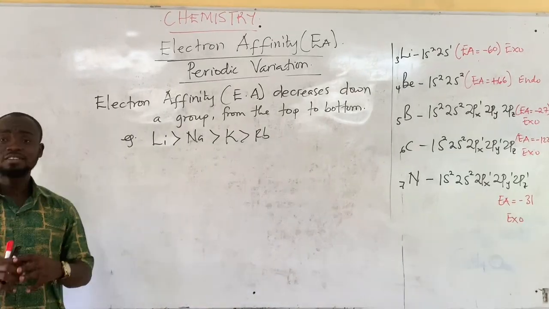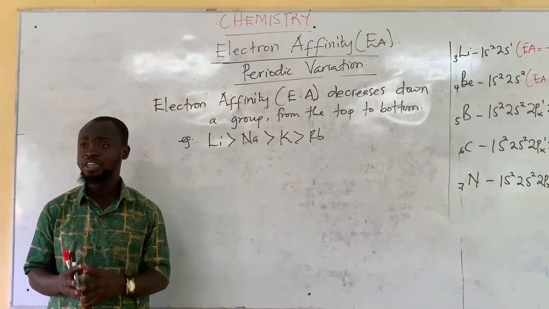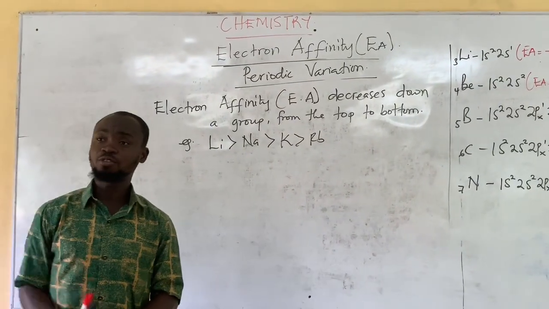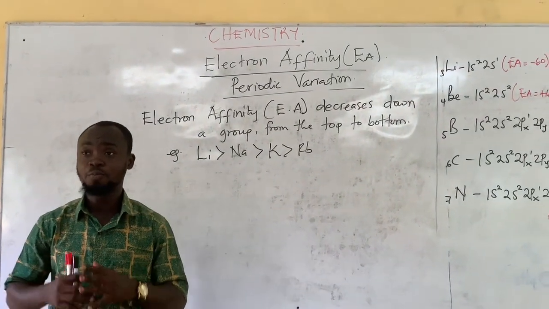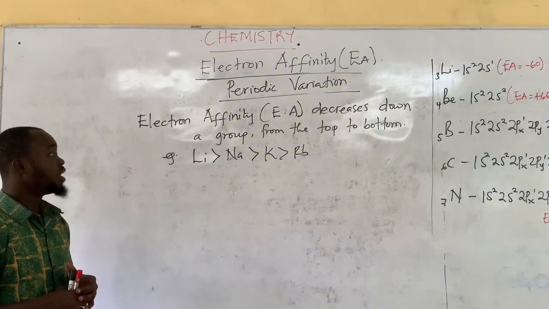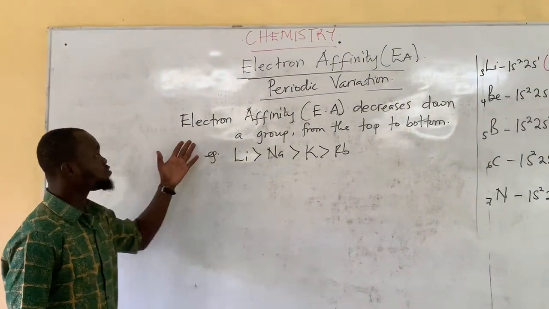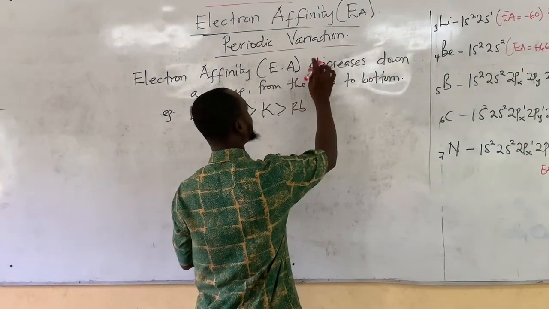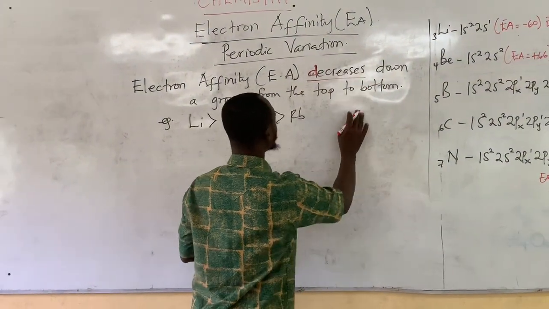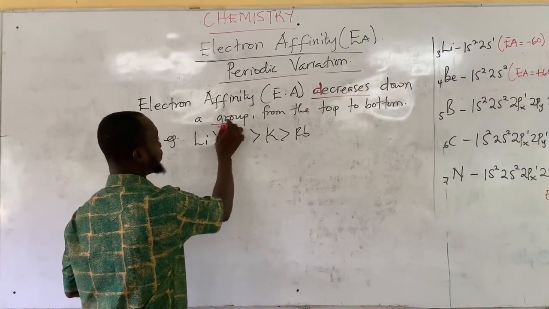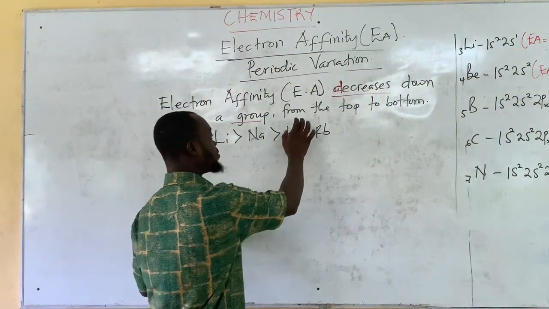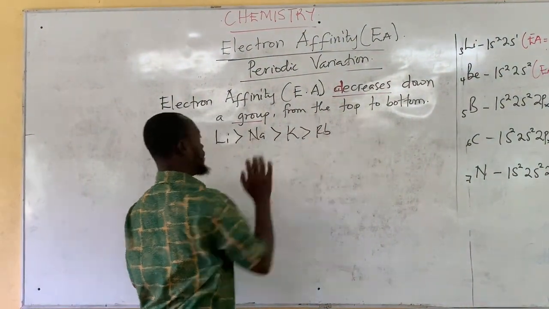Alright, now let's discuss how electron affinity also varies from the top to the bottom down a group. Is that okay? So now let's look at a generalization. Electron affinity decreases, so our keyword here is EA decreases down a group. So EA decreases down a group, that is from the top to the bottom.